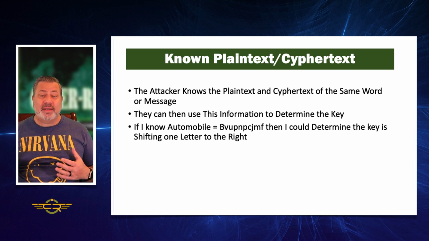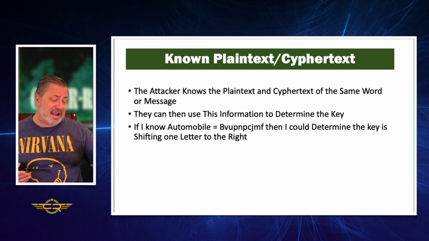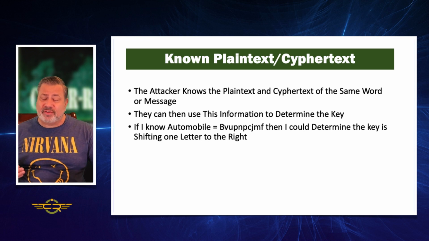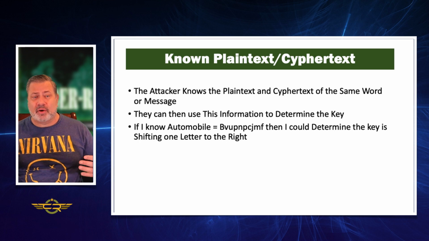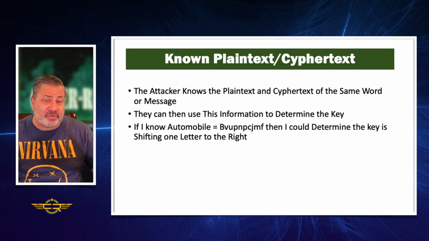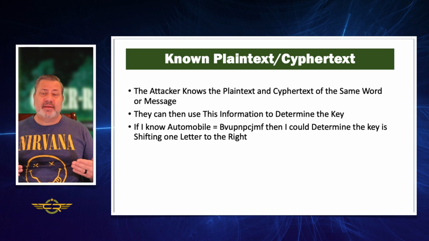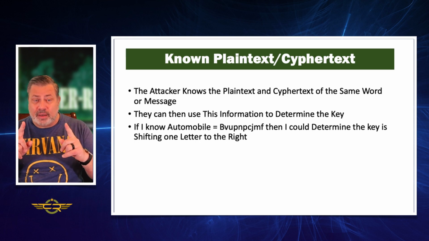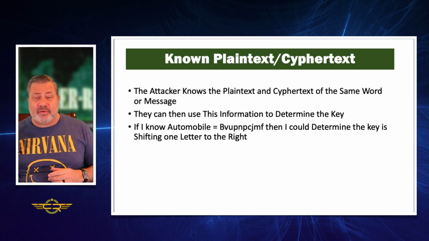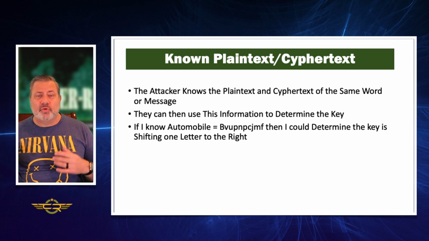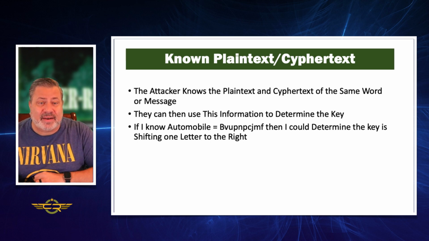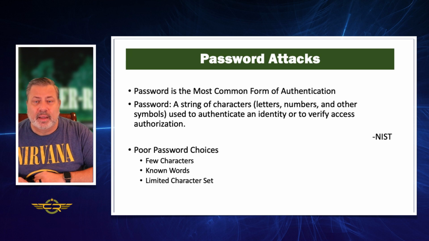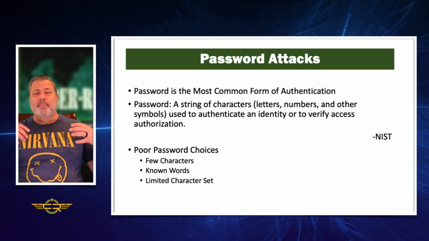So now I know the key. Now I can decrypt anything. So the big thing is we don't want the attacker to have both the ciphertext and the plaintext version of cryptography, especially a password. If they do have the plaintext and the ciphertext of one, then they can figure out the key and figure out all the rest of them. So we don't ever want the attacker to be able to get the plaintext and the ciphertext at the same time.